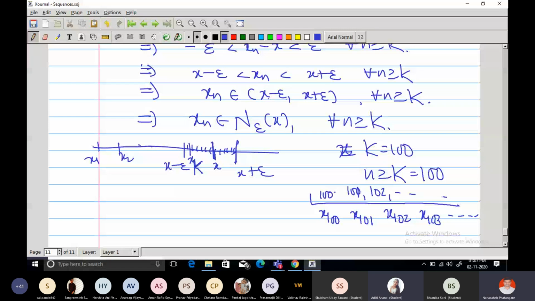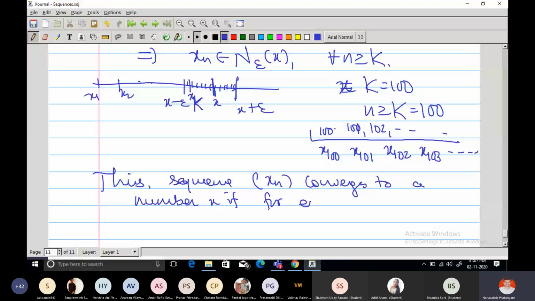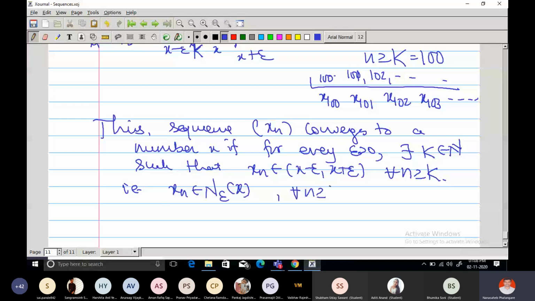Yes, sir. So an alternative definition I can make. A sequence xn converges to a number x if for every epsilon we can produce k, or there is a term k, such that xn belongs to x minus epsilon to x plus epsilon for all terms from k onwards. That is, xn belongs to the epsilon neighborhood of x for all n greater than or equal to k. This is an alternative way to say the same thing.